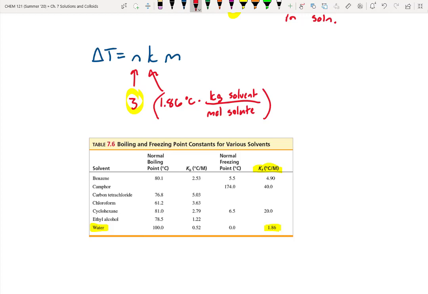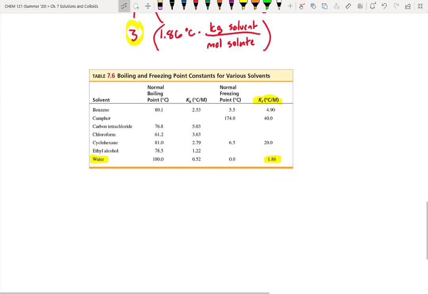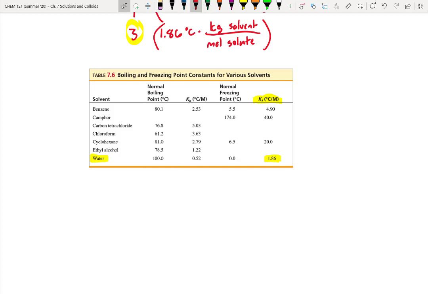All right, so we've got our K value in there. Now we need to calculate m. So this would be moles of solute per kilograms of solvent. All right, so let's try to figure out the moles of solute. We know we've got 1 kilogram of solvent. Okay, so down here, I'll just do another conversion.